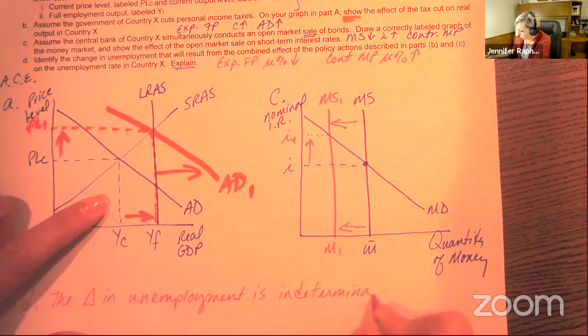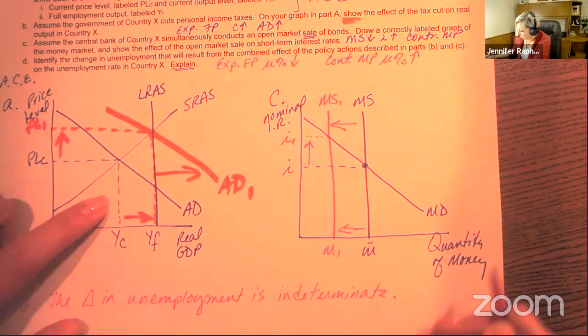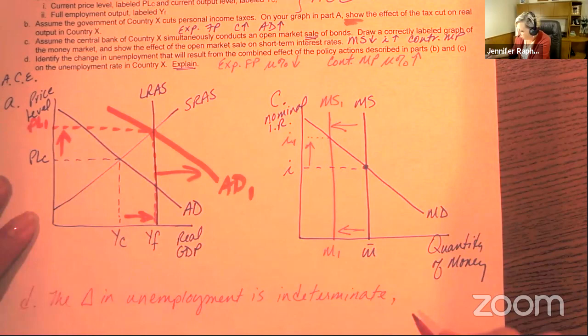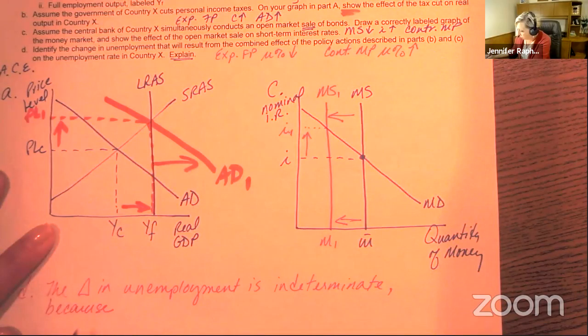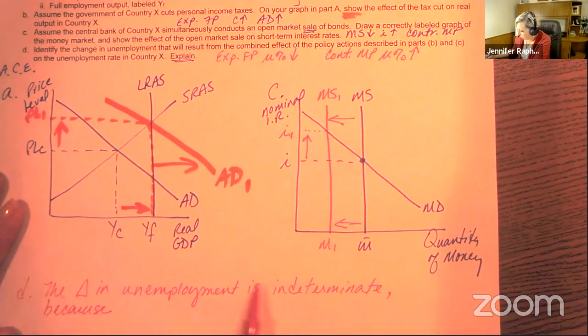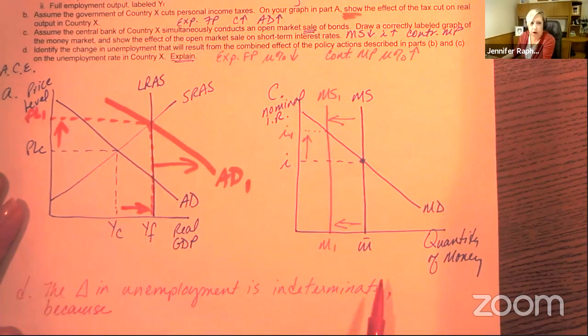And that's where we earn our explain point in an FRQ, because we're establishing a causal relationship or an explanation to prove that our assertion is true. Our assertion is that the change in unemployment is indeterminate. That's the identify part of the problem. But now we have to explain why that's true.